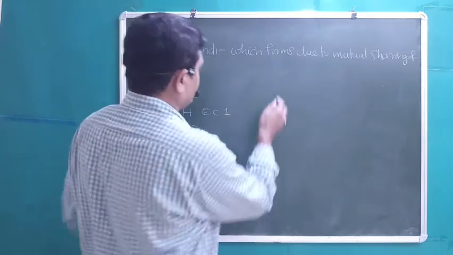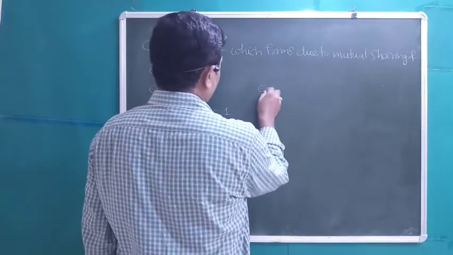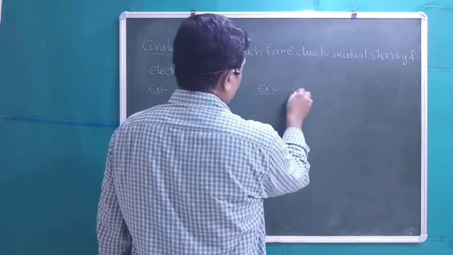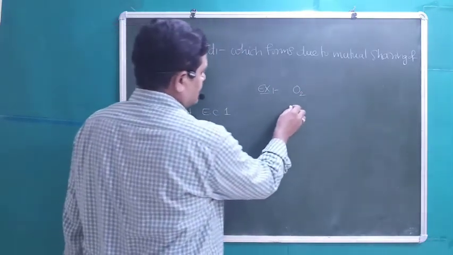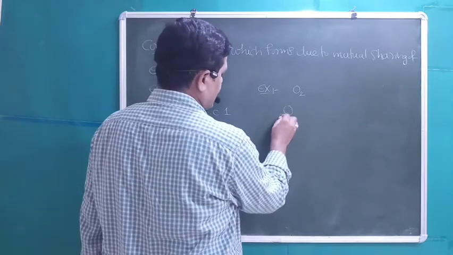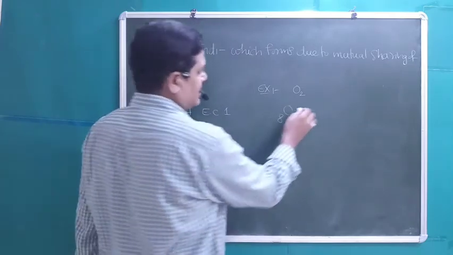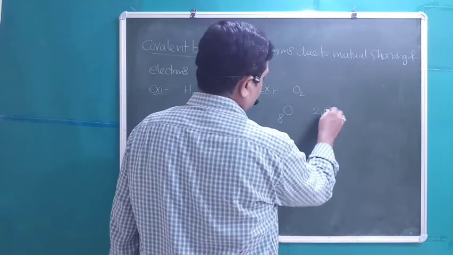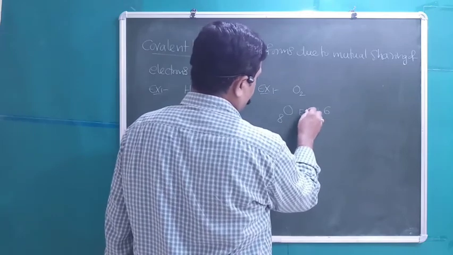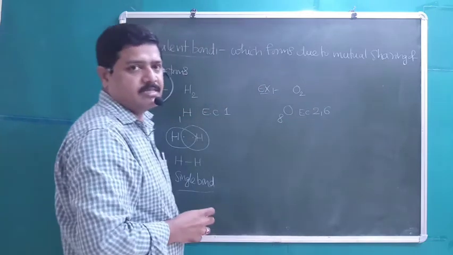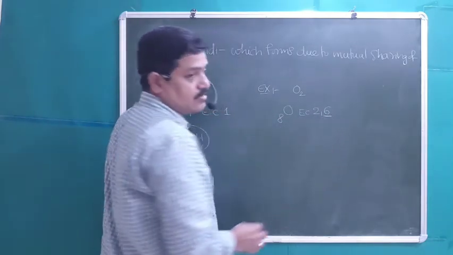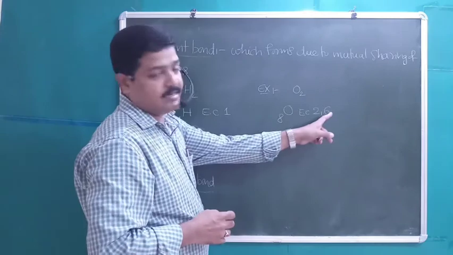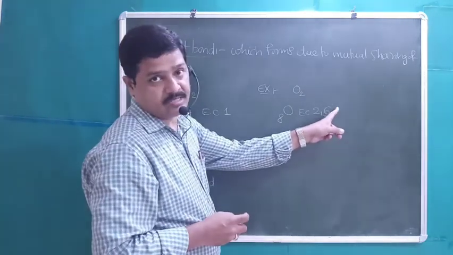On the other hand, we will take one more example: the oxygen molecule. Oxygen is O2, right? Oxygen's atomic number is 8. Its electronic configuration is 2, 6. So the outermost shell has 6 electrons, and it will try to get 2 more electrons.